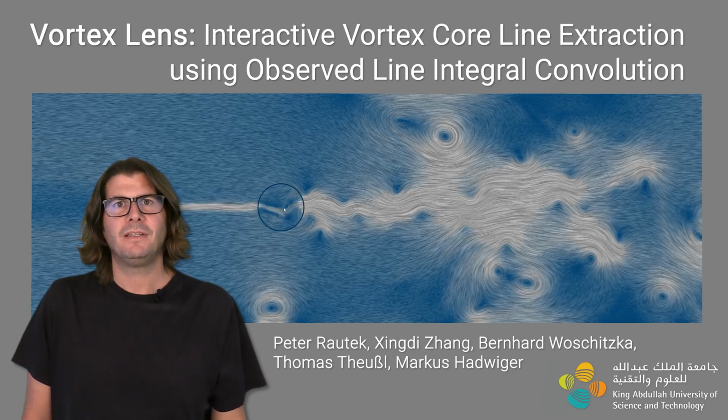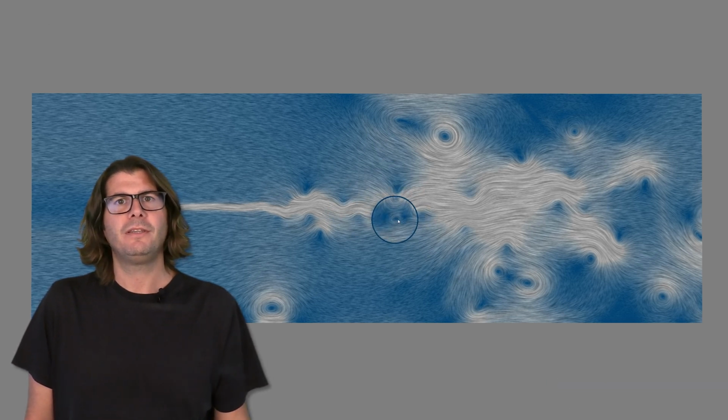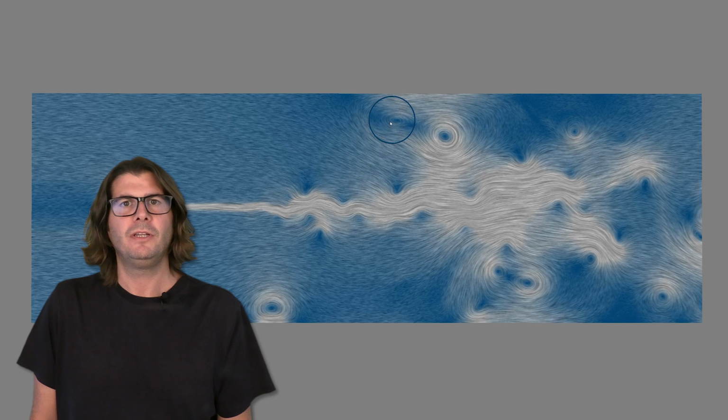Hi. In this video, I want to illustrate a few key concepts related to our paper Vortex Lens, interactive vortex core line extraction using observed line integral convolution. So this is the interactive tool that we call Vortex Lens. Essentially, it shows an alternative visualization of the vector field using line integral convolution inside the lens region.